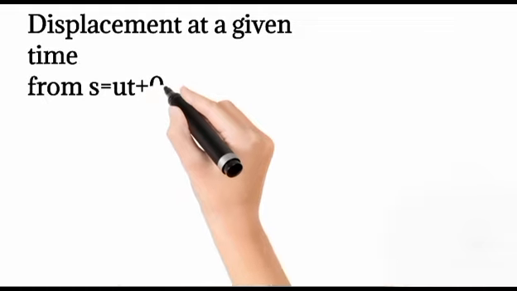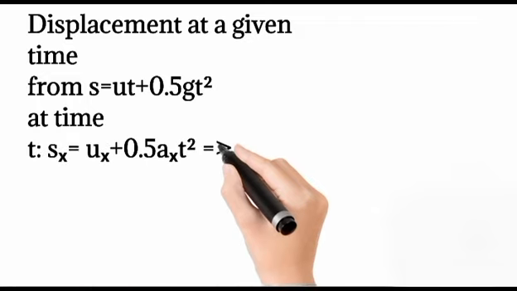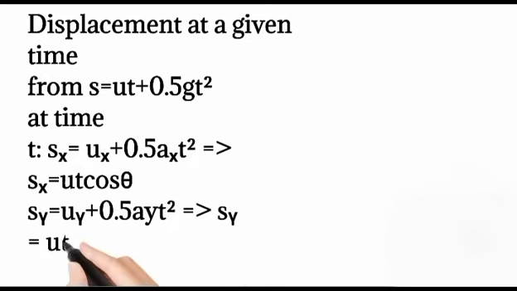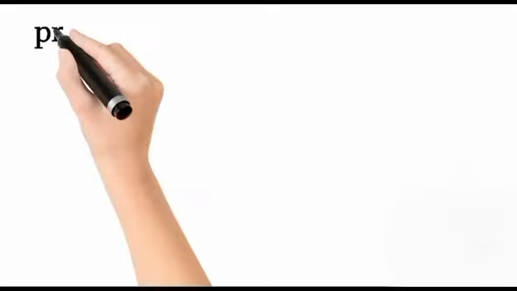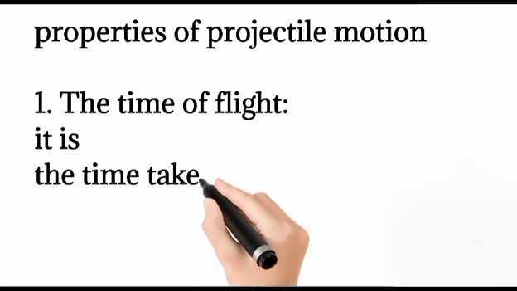The displacement at a given time can be calculated from s equals ut plus half gt squared. At time t, Sx equals ux t plus half ax t squared, giving Sx as ut cos theta. Sy equals uy t plus half ay t squared, giving Sy as ut sin theta minus half gt squared. And s equals the square root of Sx squared plus Sy squared. Let's look at the properties of projectile motion.